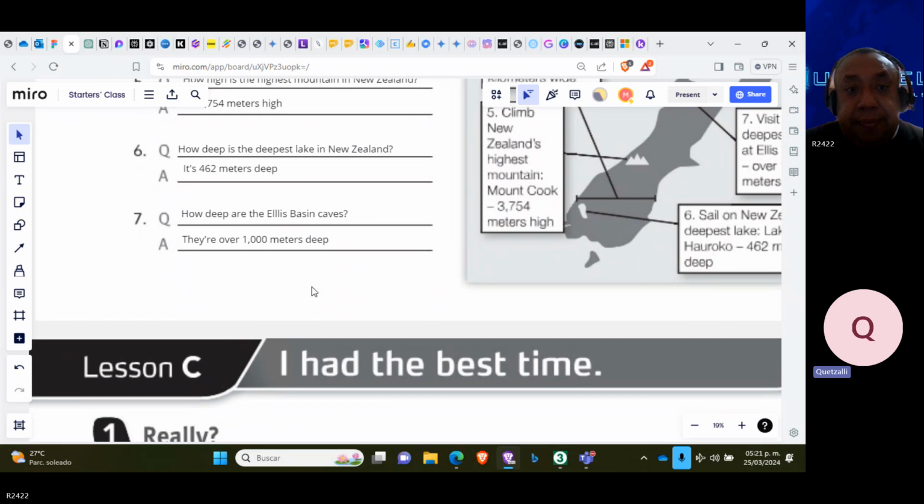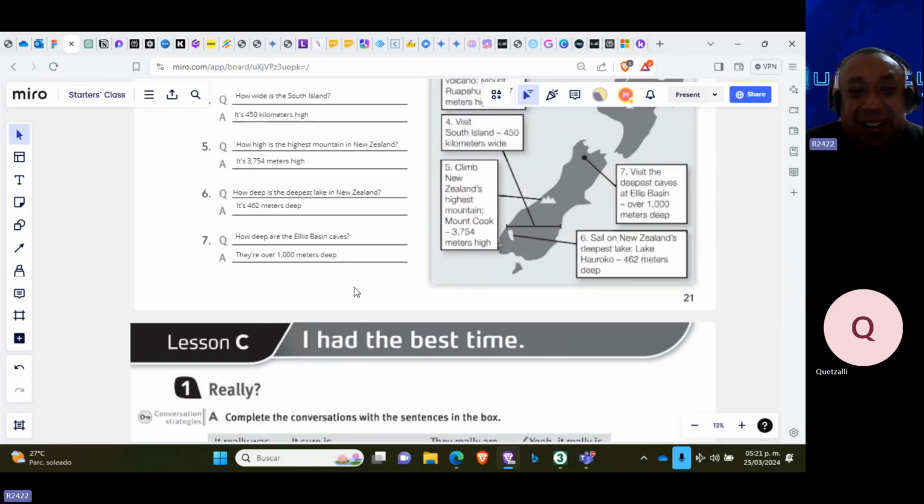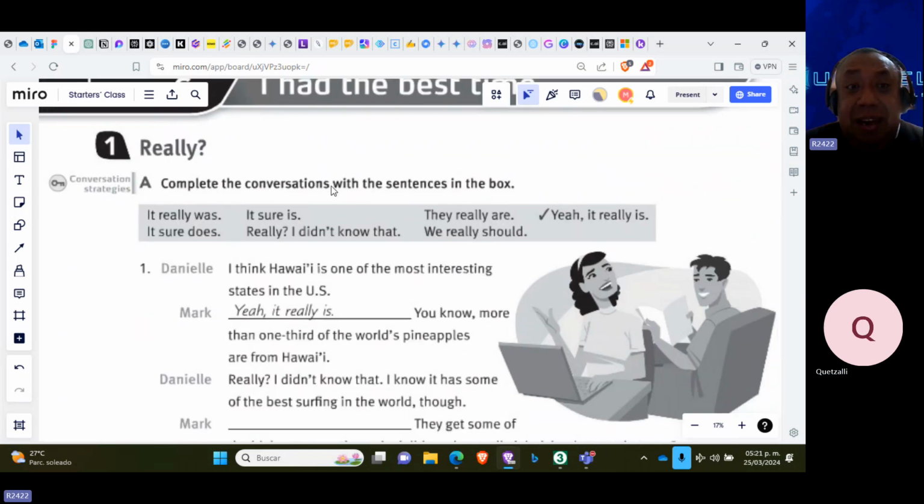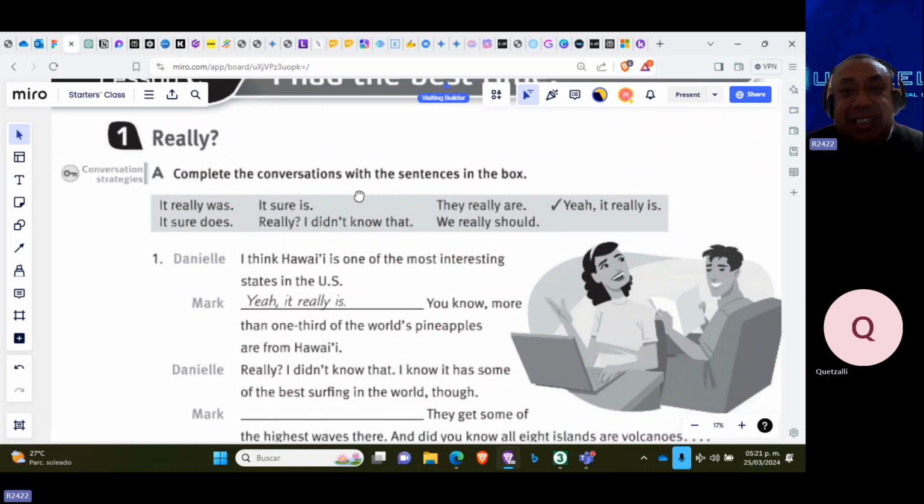They are over 1,000 meters deep. Exactly. Very good, Casali. Perfect. Here, Casali, lesson C says, I had the best time. Really? Complete the conversation with the sentences in the box.